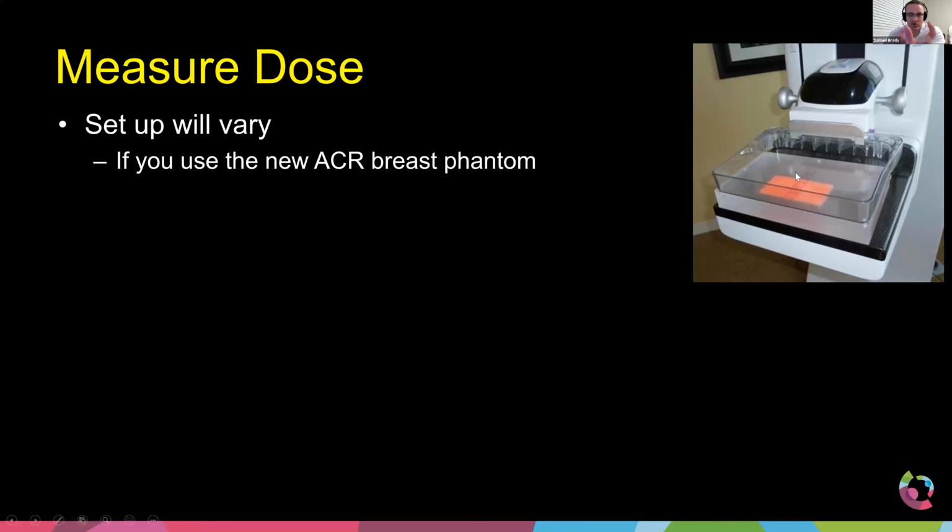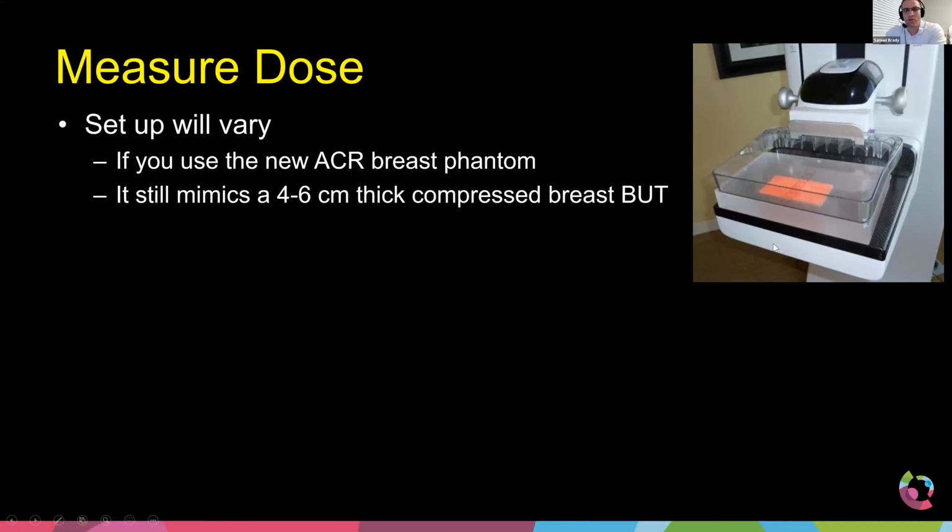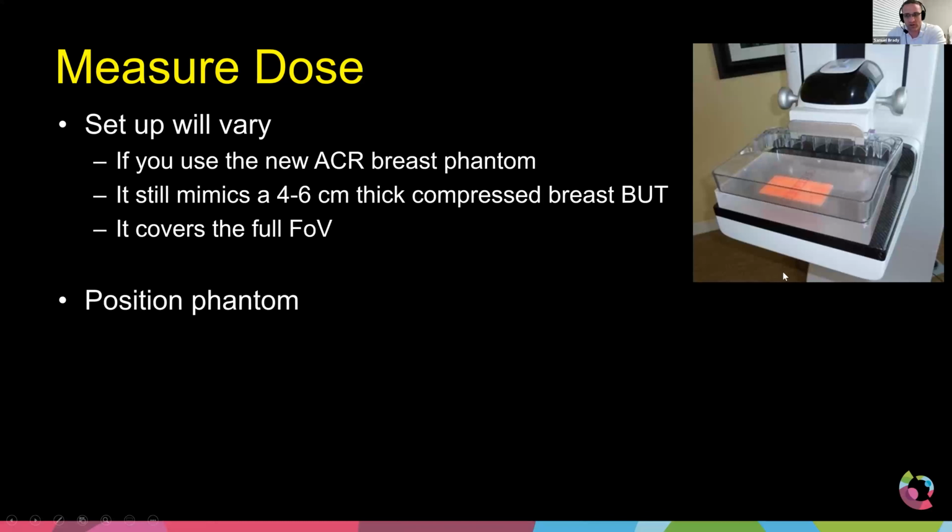The older, square, smaller phantom was developed back in the day when we did all mammography with film. The big problem with this phantom is it's still the same 4.6 centimeter. It mimics a 4 to 6 centimeter thick breast, but it covers the full field of view. So you can't place your ion chamber next to your phantom to make your measurements. So how do we do this?